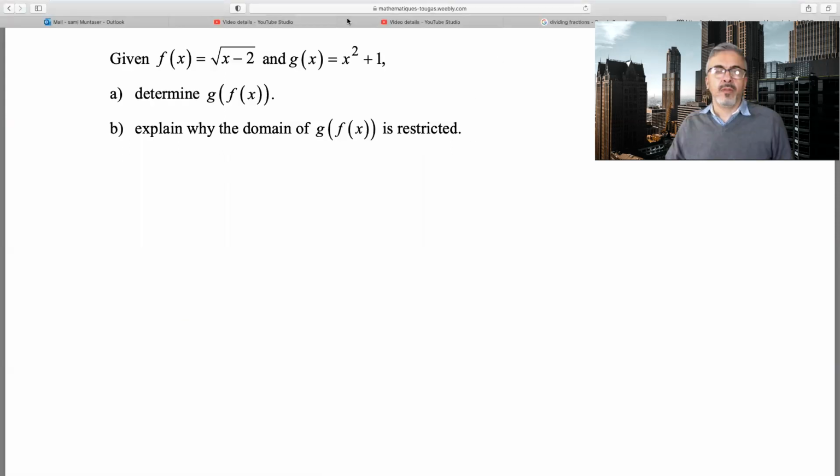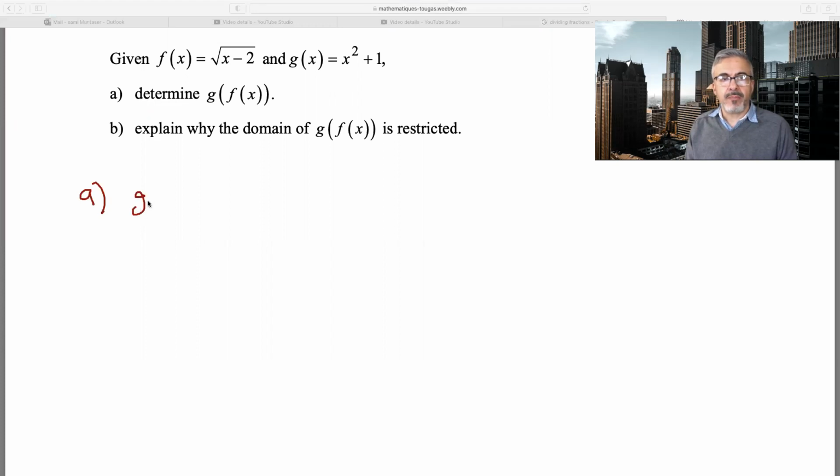Next question. So the third question is function notation. Determine g of f of x. So what does that mean? That means you take the f of x, which is root x minus 2, and put it in for the x in the g of x. That's what it means.